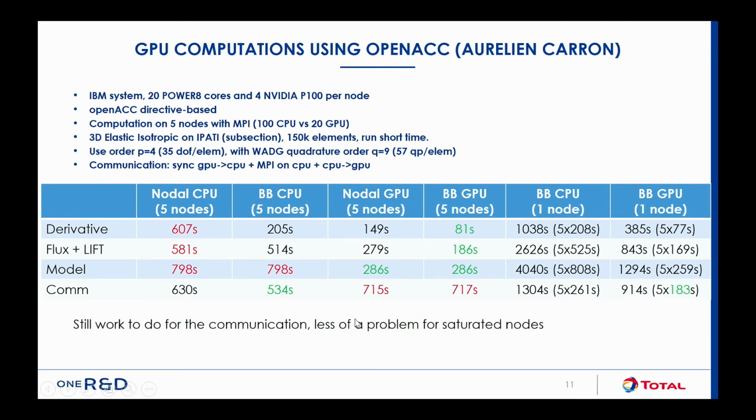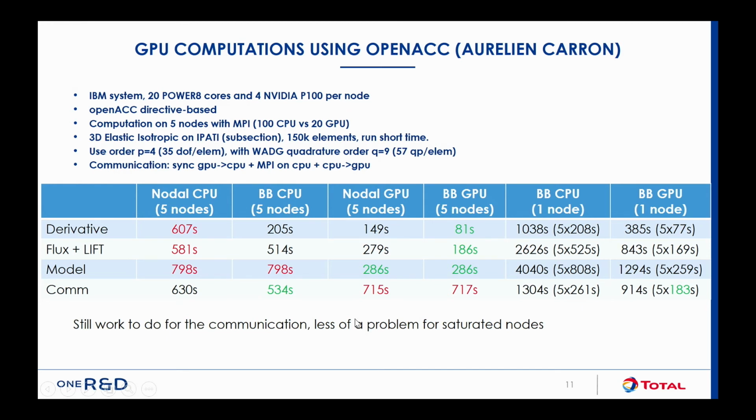The nodal CPU takes like 600 seconds. Bernstein-Bezier goes down a factor of 3. With GPUs, it's even faster, and Bernstein-Bezier CPU is significantly faster. One thing one can see here is that what I've written in red is the worst, and the green is the best. I ran a little bit too small a problem on the GPU, so the communication is a little bit longer than it could be.